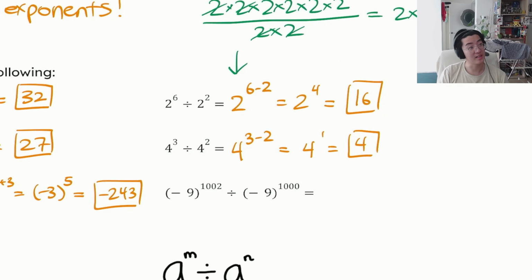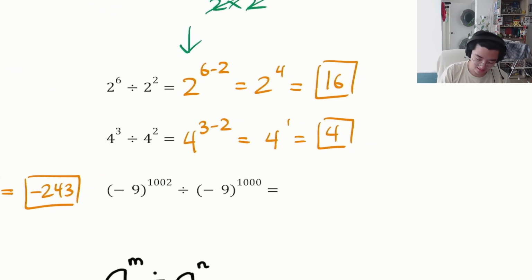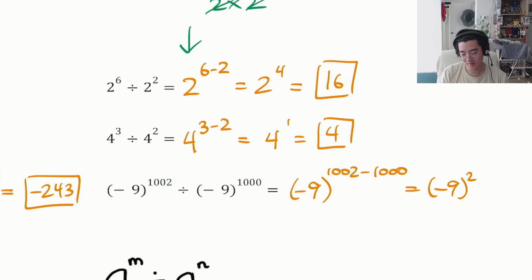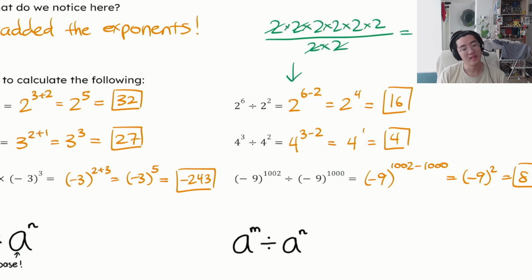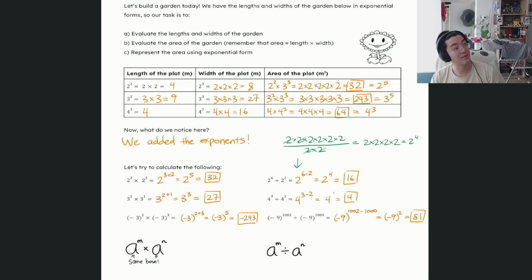And of course, we can get some disgusting stuff like this. Of course, our calculators cannot handle 100^2. But if we just subtract it, look at that. We just got 2. Negative 9 squared is 81. That's it. Alright, so that's why we use exponent laws.